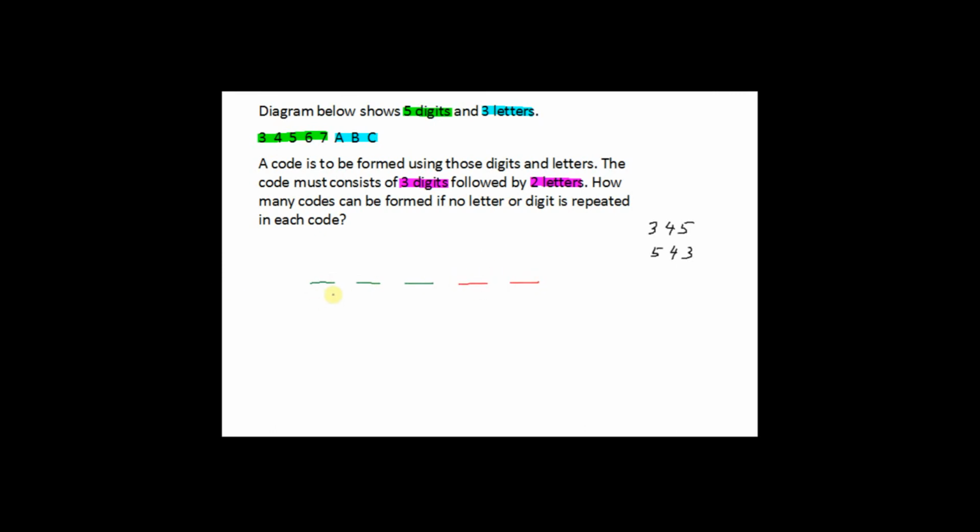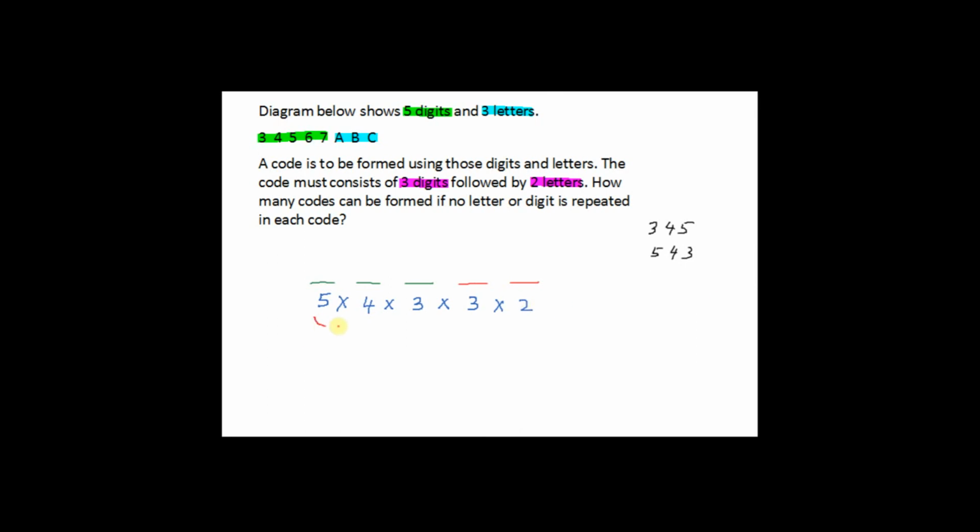Now we choose the 3 digits first. We have a total of 5 digits, so we have 5 choices for the first digit. After we choose 1 digit, we have 4 choices left. Then we have 3 choices left. Now we have to choose 2 letters. In total we have 3 letters A, B, C. At first we have 3 choices. After choosing 1 letter, we have 2 choices left.